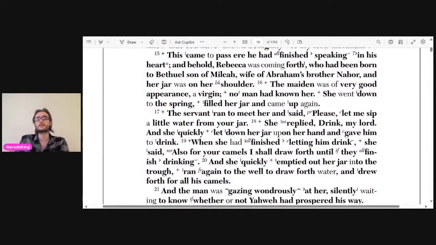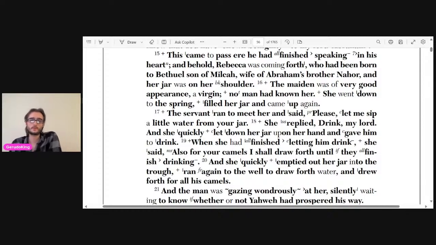This came to pass ere he had finished speaking in his heart, and behold, Rebekah was coming forth, who had been born to Bethuel, son of Milcah, wife of Abraham's brother Nahor, and her jar was on her shoulder. The maiden was of very good appearance, a virgin. No man had known her. She went down to the spring, filled her jar, and came up again.